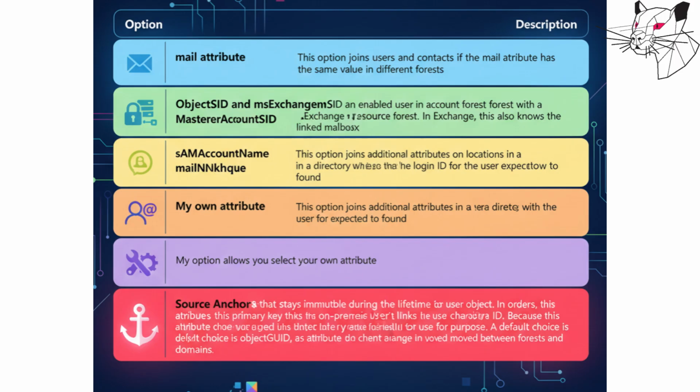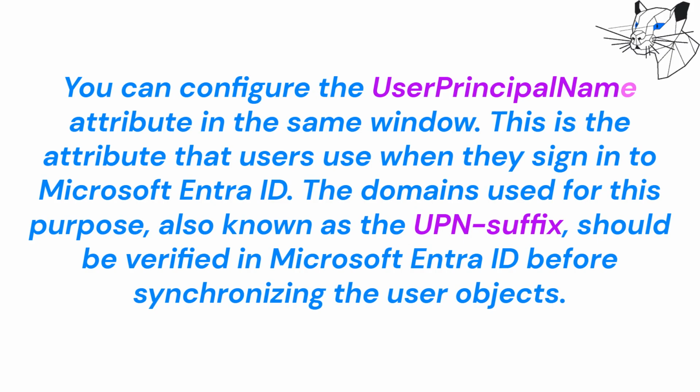Source anchor. This is an attribute that stays immutable during the lifetime of a user object. In other words, this attribute is the primary key that links the on-premises user object with the user object in Microsoft Entra ID. Because this attribute can't be changed later, you must carefully choose an attribute to use for this purpose. A default choice is Object GUID, as this attribute doesn't change unless the user account is moved between forests and domains. You can configure the user principal name attribute in the same window.